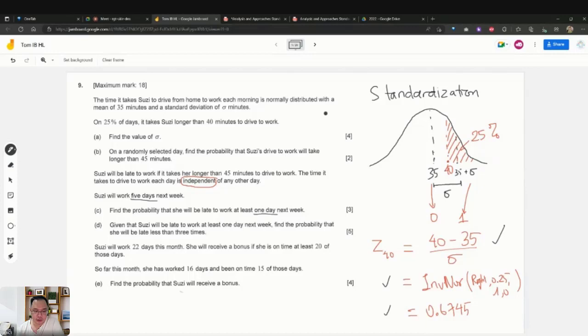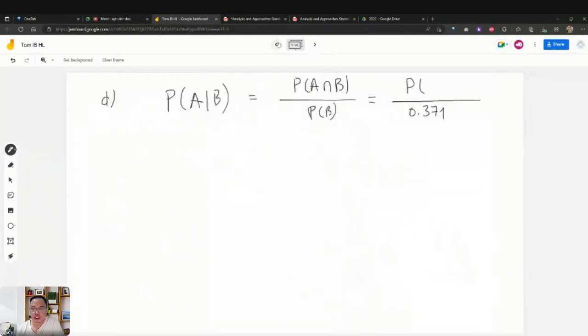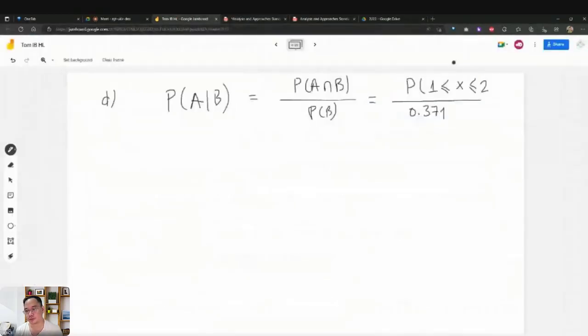Okay, it's 5 marks. So less than 3 times, meaning the probability that she is late at least one and less than 3, meaning equal to 2 only. Because the question is simply less than 3 times. Less than 3 means not equal to 3, which is 2 at the most. Okay, equal to 2.